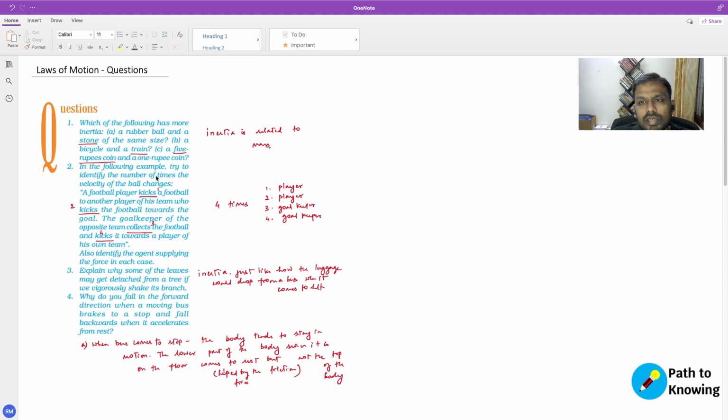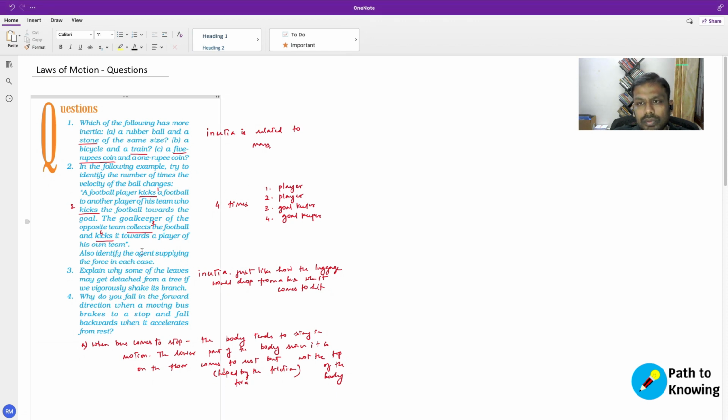In the following example, try to identify the number of times the velocity of the ball changes. A football player kicks a football to another player of his team, who kicks the football towards the goal. The goalkeeper of the opposite team collects the football and kicks it towards a player of his own team. So the football player kicks a football to another player. This is the first time that the ball's velocity is changed. Probably the ball was at rest and the first football player kicks it to another player. So that's the first time.